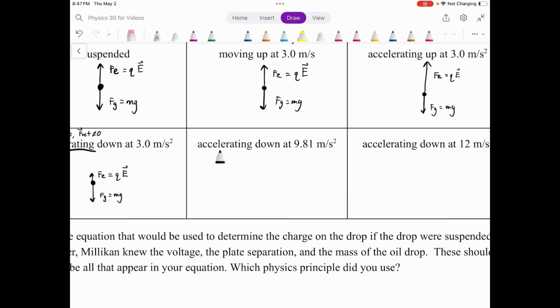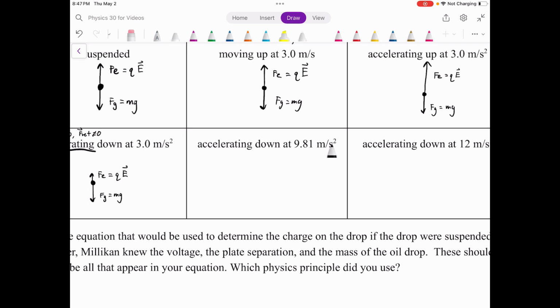All right, here's an interesting one. Accelerating down at 9.81 meters per second squared. So it's accelerating, the forces are not balanced, but this is a very specific number, right? If you're accelerating at 9.81 meters per second squared, you're in free fall, right?